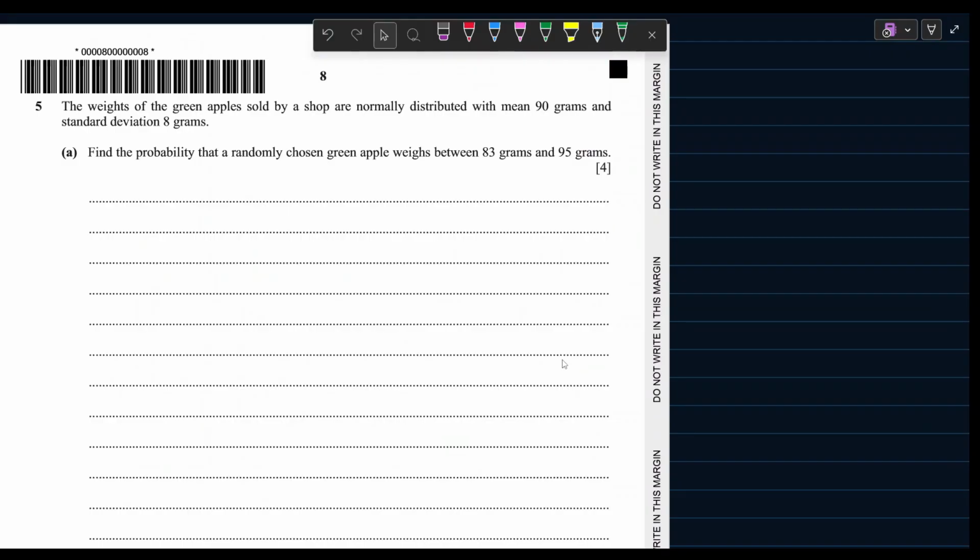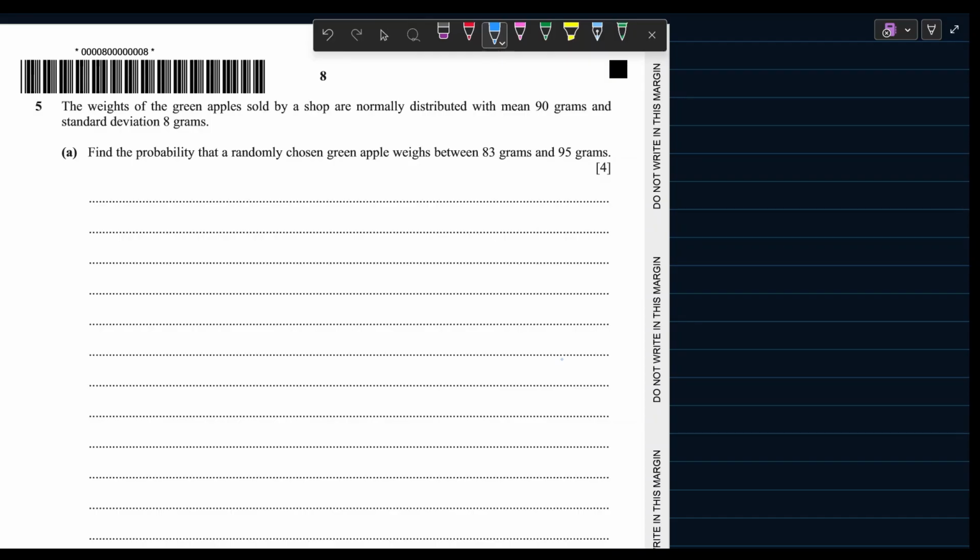Number 5. The weights of the green apples sold by a shop are normally distributed with mean 90 grams and standard deviation 8 grams. Part A. Find the probability that a randomly chosen green apple weighs between 83 grams and 95 grams.